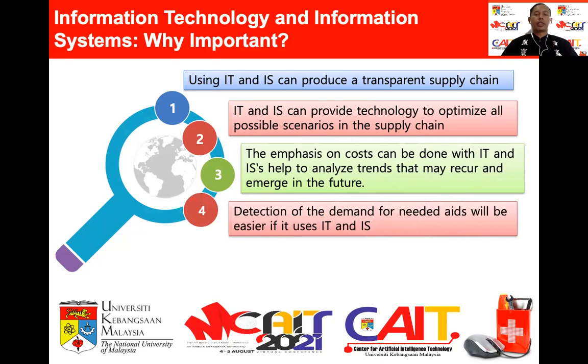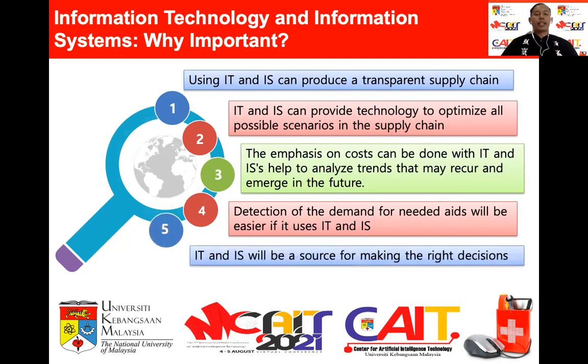The next one is detection of the demand for needed aid will be easier if it uses IT and IS. The utilization of IT and IS can be used to conduct early awareness analysis. This analysis will help identify what types of relief items the victims need most and how much is required. Estimating requests like this will make it easier for each agent to assess the victims.